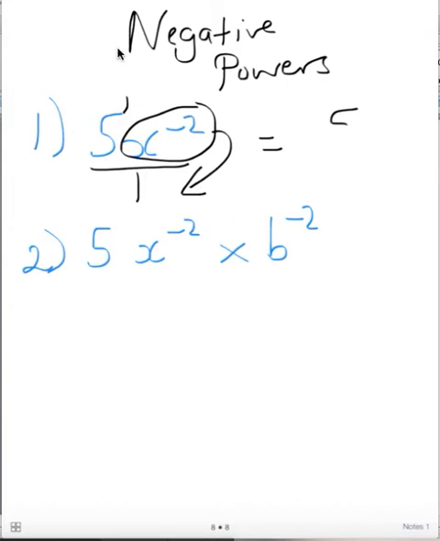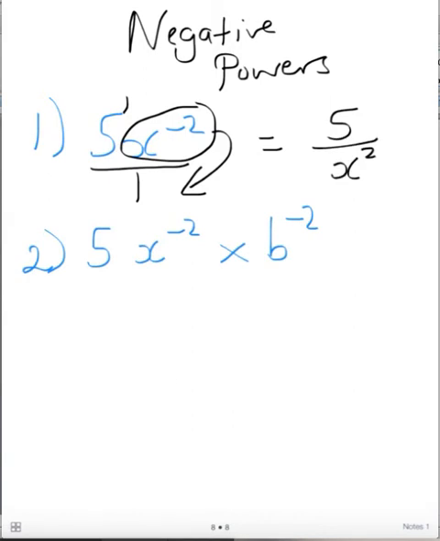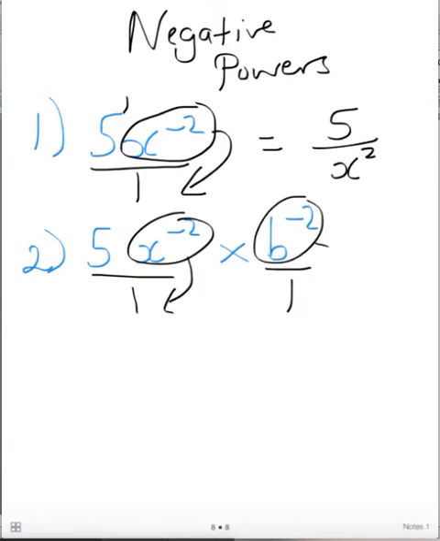Okay, with number 2, we once again have a similar thing. But in this case, it's being multiplied by b to the power of negative 2. So we know everything is sitting over a 1, including the b to the power of negative 2. So these two bases and their powers go on the bottom. So we end up with here the same thing as on top, 5 over x squared times, in this case, the 1's on top. Don't forget there's an invisible 1 there. 1 over b squared.